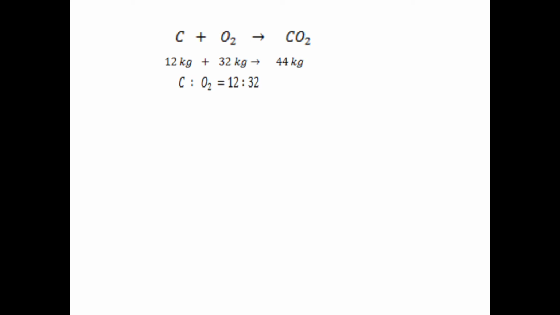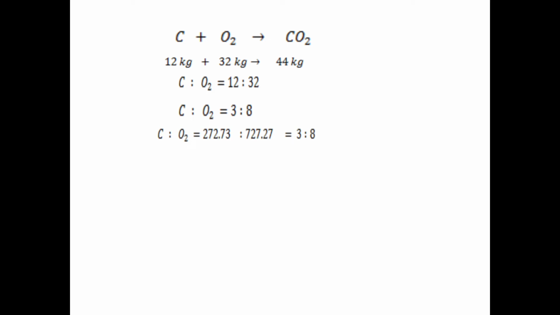Here the carbon to oxygen ratio is 12 to 32, that is 3 to 8. So whatever the route for formation of carbon dioxide, it may be formed by the reaction C plus O2 gives CO2, or CO plus half O2 gives CO2, any route. The carbon dioxide formed is 44 kilogram. Out of this 44 kilogram, the carbon to oxygen ratio is 3 to 8.